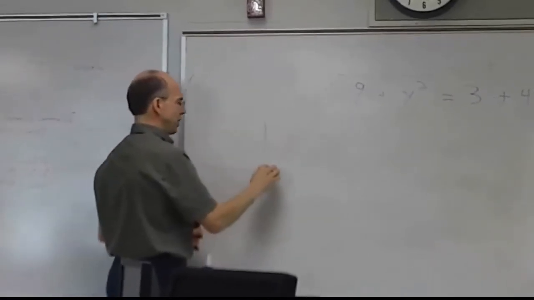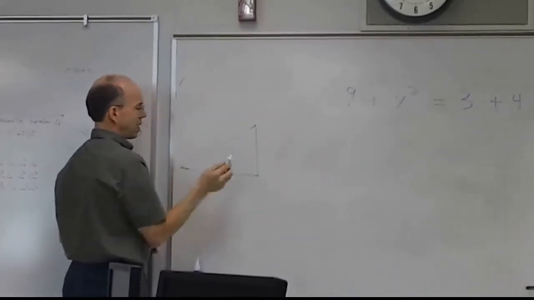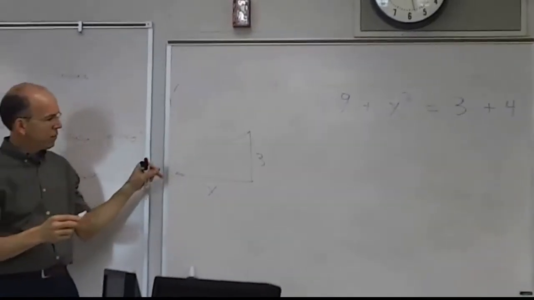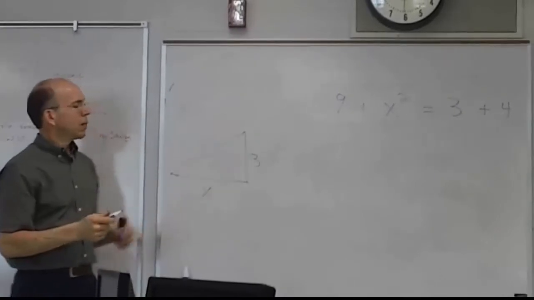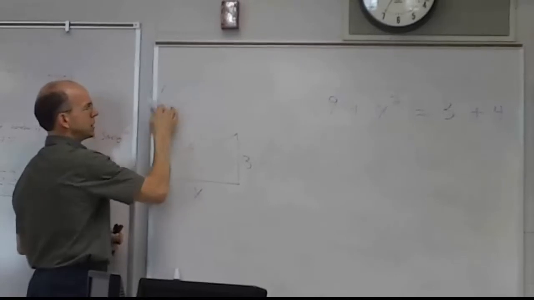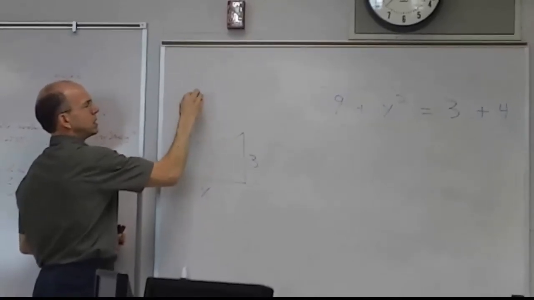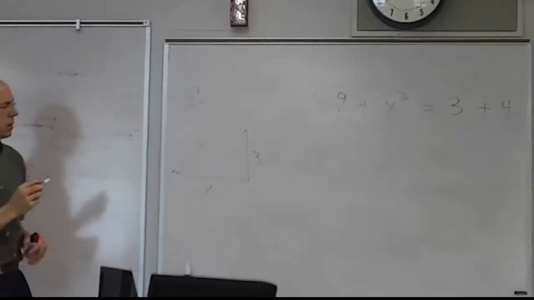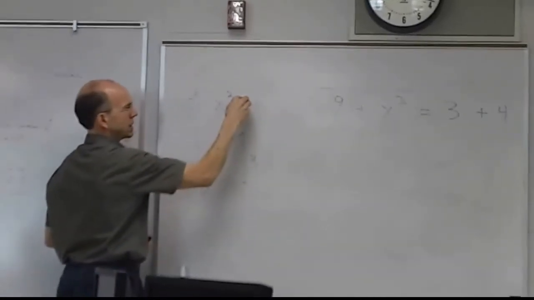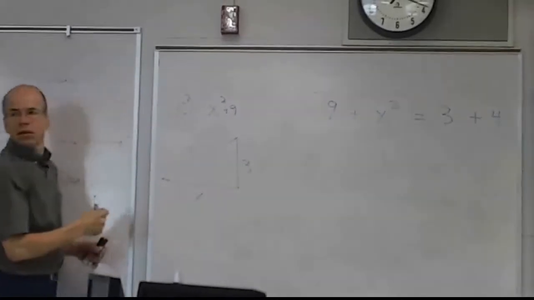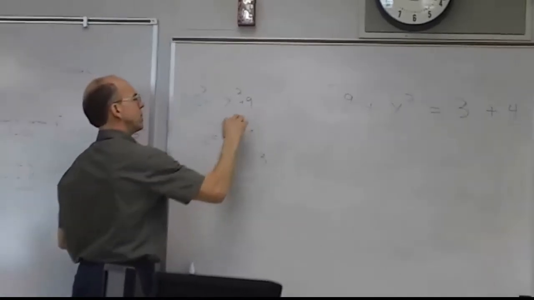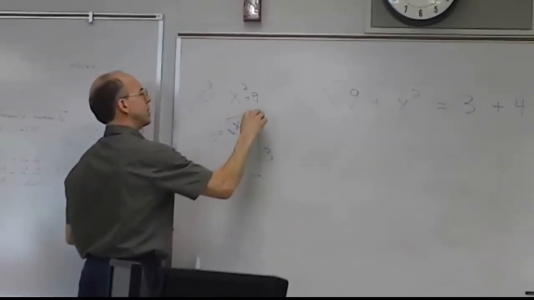If I'm walking down the street and here's x and here's 3, I'm walking down the sidewalk like this. What's the hypotenuse distance? C is the hypotenuse here. What does the Pythagorean theorem say? C squared is equal to a squared plus b squared, which in this case would be x squared plus 3 squared, which is x squared plus 9, right? Which means the hypotenuse here is equal to the square root of x squared plus 9.